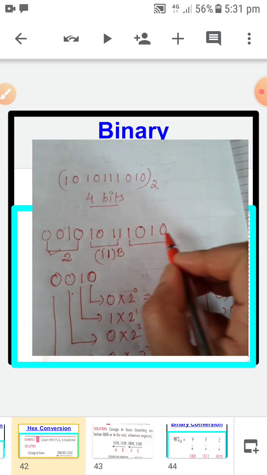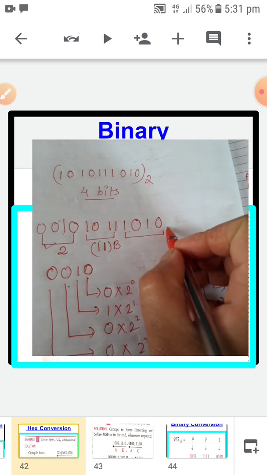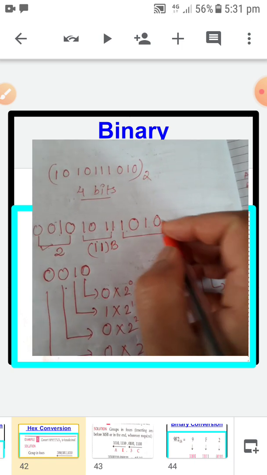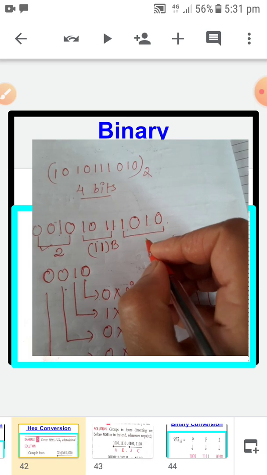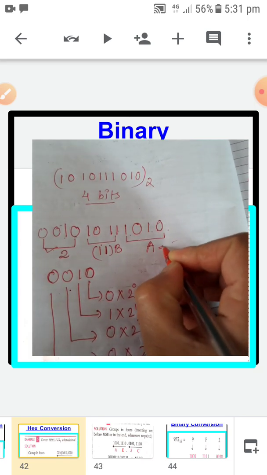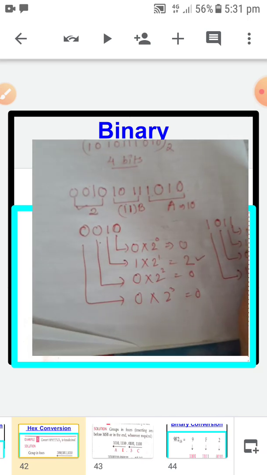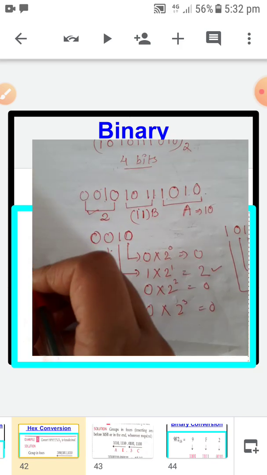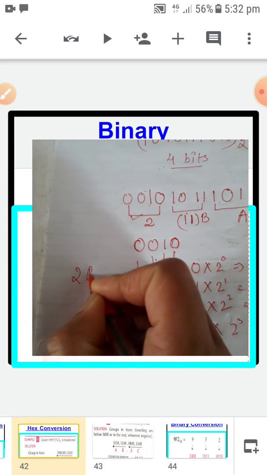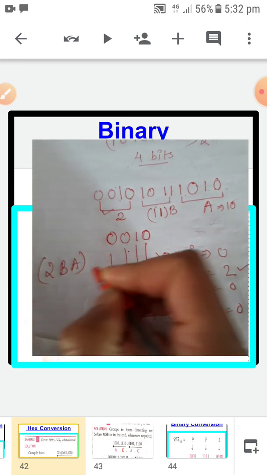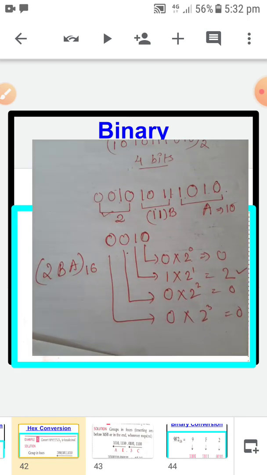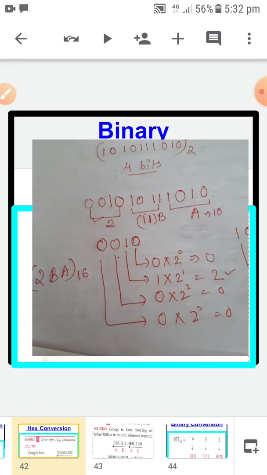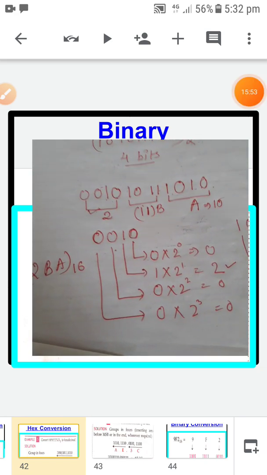Now 1010, I'm not finding out the exact decimal for that. I know it is the number for A. A means 10. Okay. So what is the hexadecimal form for this question? That is 2BA. So this will be your hexadecimal form. So in this way you can easily find binary to hexadecimal.